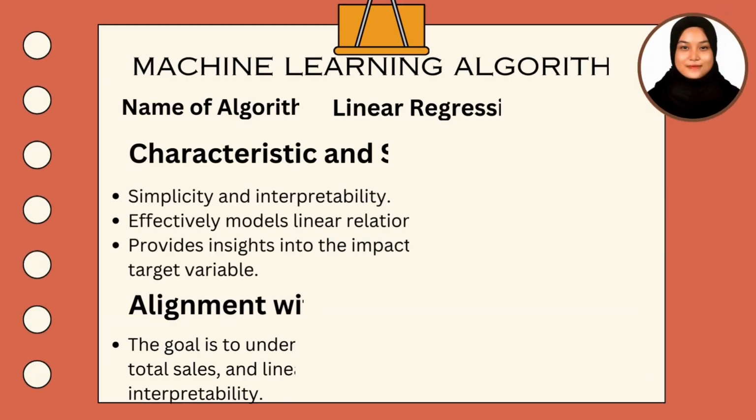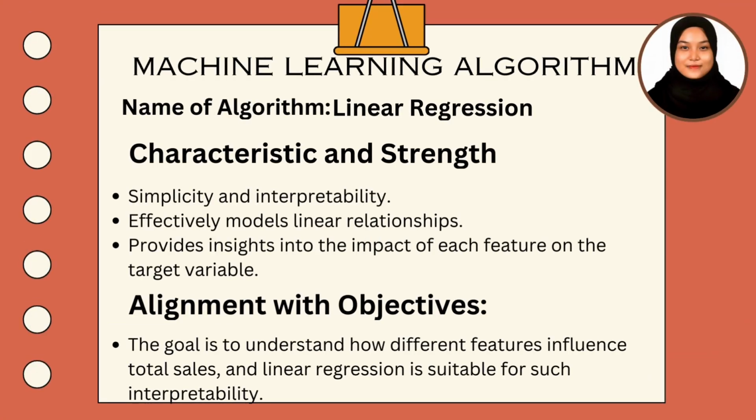Why we choose linear regression? Because of the characteristics and strengths. First, simplicity and interpretability. Second, it effectively models linear relationships. Third, it provides insight into the impact of each feature on the target variable. Alignment with objective: the goal is to understand how different features influence total sales, and linear regression is suitable for such interpretability. Next, I'm going to pass to the next presenter.